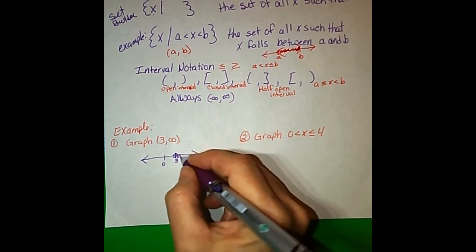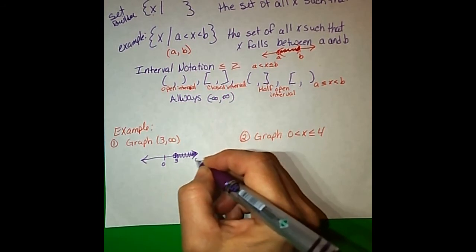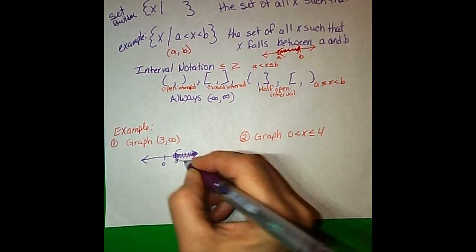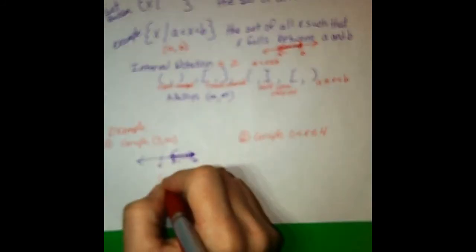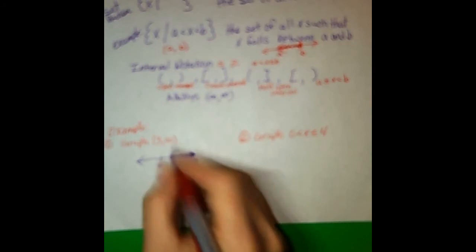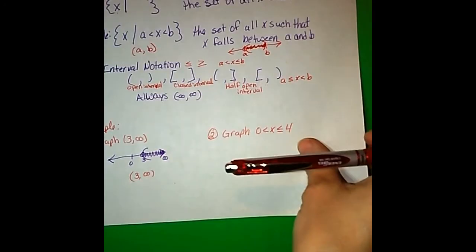And I'm going to shade off to positive infinity, right? It's going to have a parenthesis on 3 because it's open. So my interval notation is this. This is graphing it. So on example 2, let's graph it.